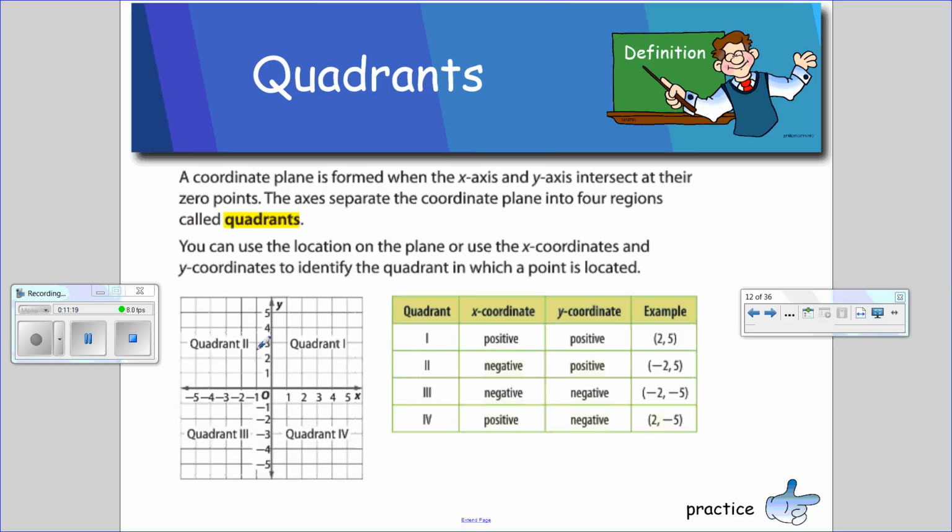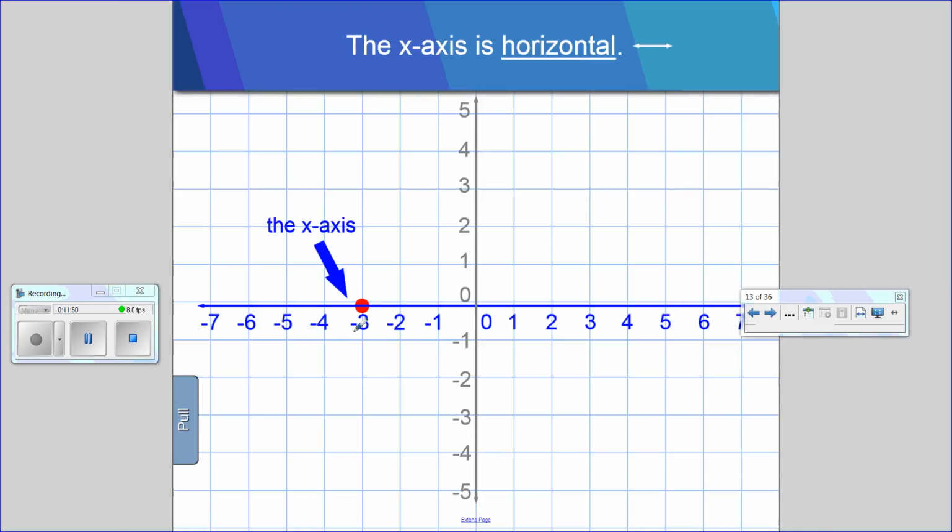So again, a coordinate plane is divided into 4 quadrants. The way I memorize it is C for coordinate: quadrant 1, quadrant 2, quadrant 3, quadrant 4. In quadrant 1, we have nothing but positives. In quadrant 2, we go negative and then up, so it's negative, positive. Quadrant 3 is negative, negative. You go negative, left, down, negative. And quadrant 4 is positive and negative. The x-axis is always horizontal. The y-axis is always vertical.